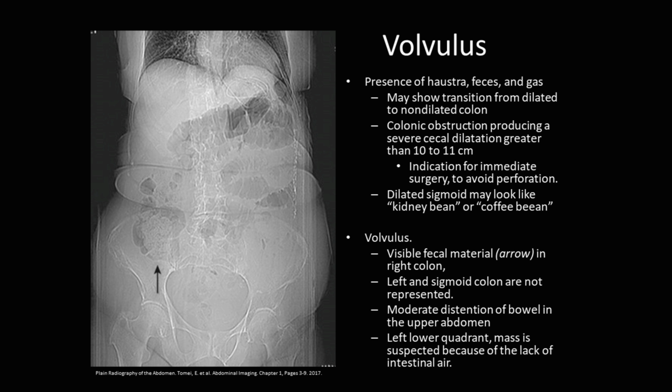In this particular patient, you have visible fecal material here within the right colon, which should not be expected typically. Left and right sigmoid colons aren't represented, so you can't see as you go around here where the large bowel should be. There's no air within the rectum. In the left lower quadrant, there's probably a mass here that's causing this obstruction of the large bowel.